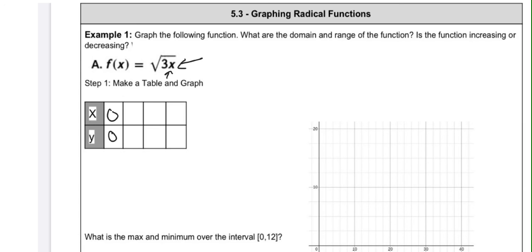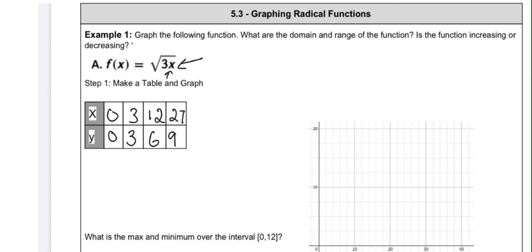All right, now let's try 3. If you do that, we get square root of 3 times 3, which is square root of 9, which gives us a y of 3. If we try 12, 12 times 3 is 36, and then the square root of 36 gives us a solution of 6 for y. And then the last would be 27. 27 times 3 gives us 81. So the square root of 81 gives us an output of 9 for y.